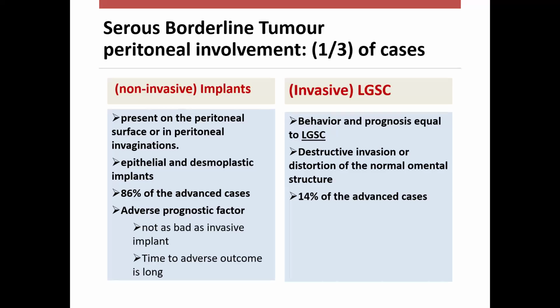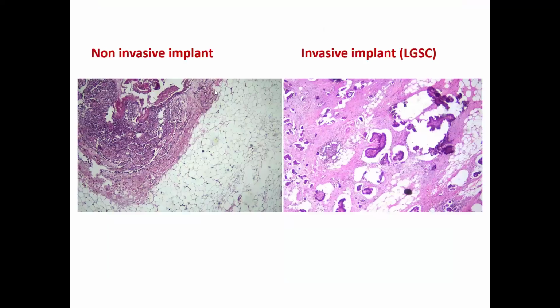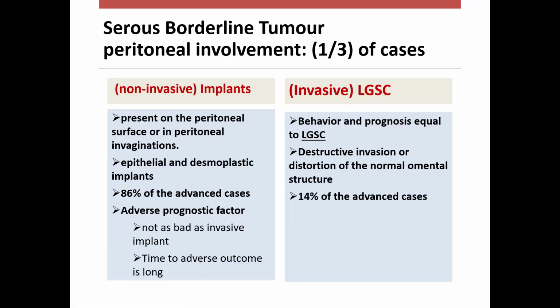Regarding peritoneal involvement, it occurs in about a third of cases. Most cases, about 86% of this peritoneal involvement, are non-invasive implants. Non-invasive implant means that they are present on the peritoneal surface, with no invasion and destruction of the omental stroma, and can be classified into epithelial or desmoplastic implants. It's an adverse prognostic factor, but not as bad as invasive implant, and time to adverse outcome is long.